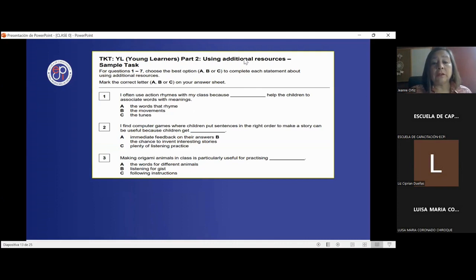It's B. Exactly B. The movement, right? And how do you recognize that it's movement? What is the key word, the key idea? Action. Yes, action, right. What about 2? I find computer games where children put sentences in the right order to make a story can be useful because children get. Sorry, letter B was here. Letter B is from here too.